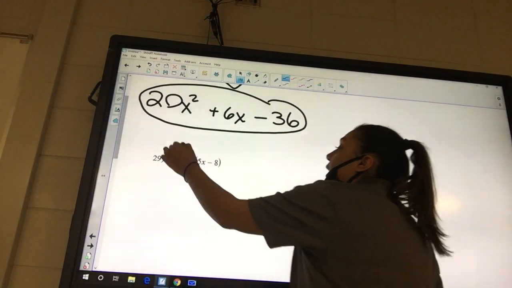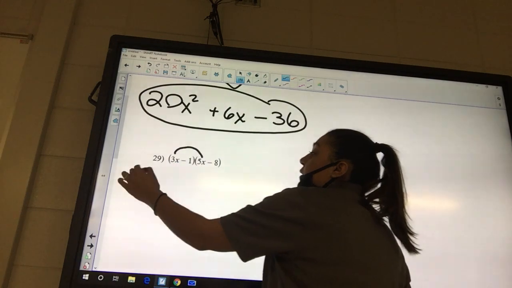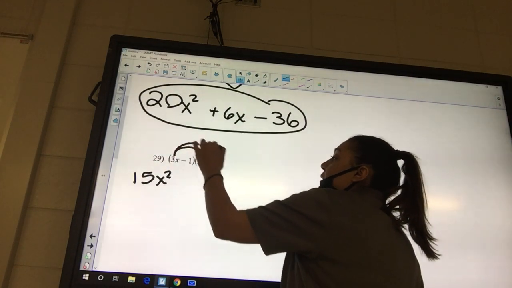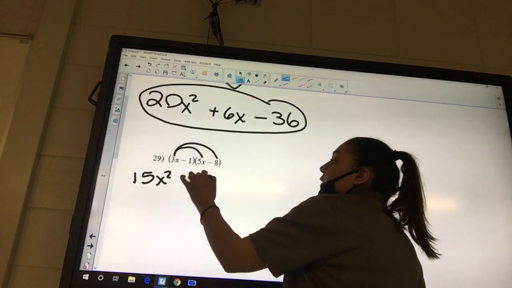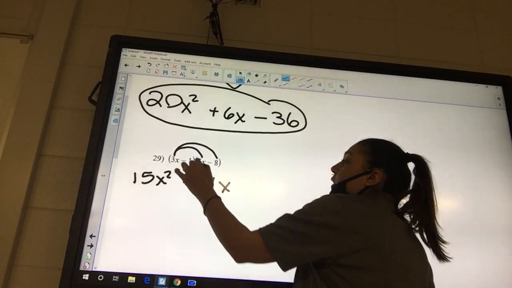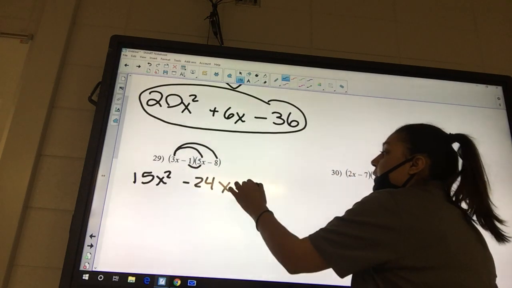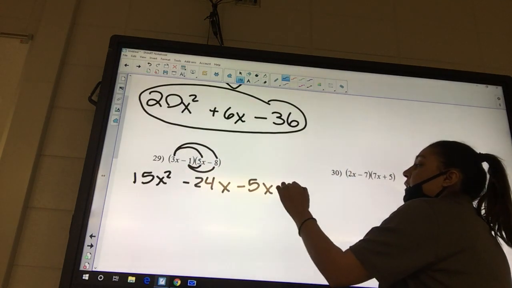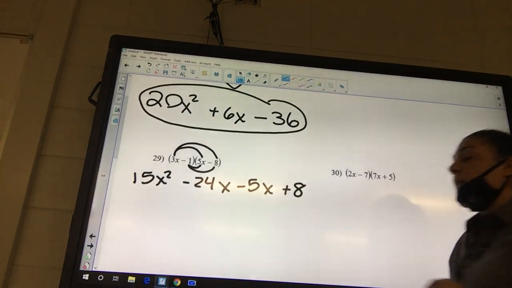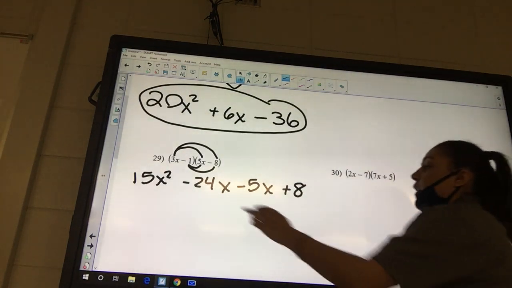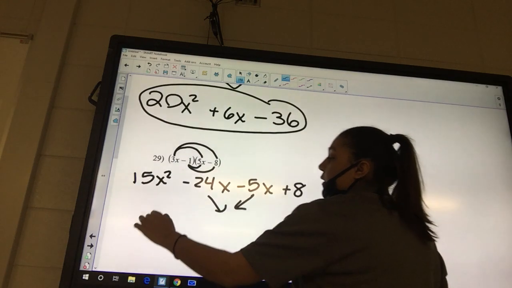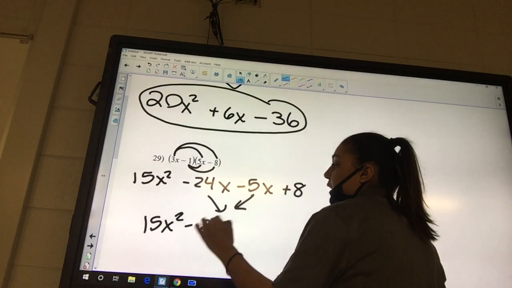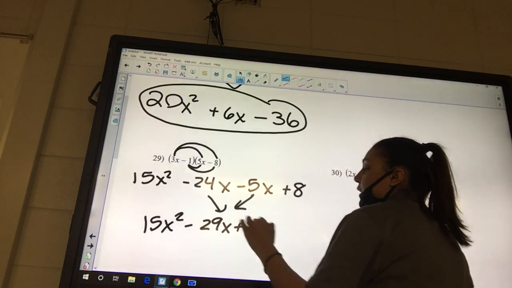Okay, we have 3 times 5, so it'll be 15x squared. 3 times negative 8, negative 24x. Negative 1 times 5 is negative 5x. And then negative 1 times negative 8, positive 8. Okay, we can combine our two terms in the middle. We got 15x squared minus 29x plus 8.